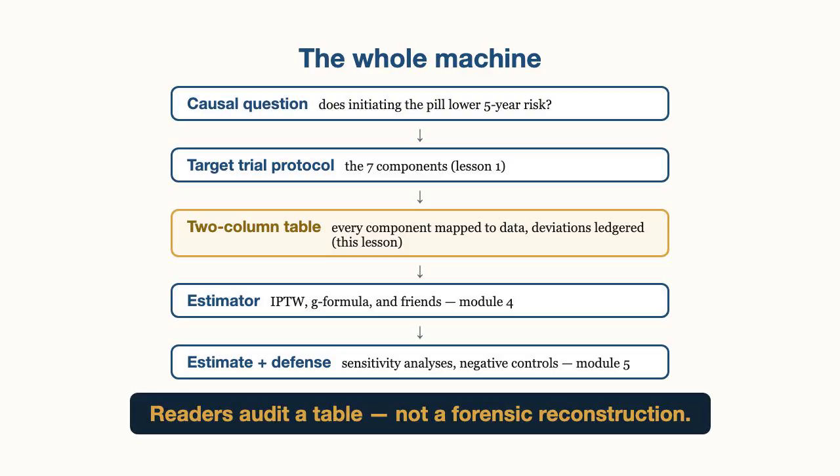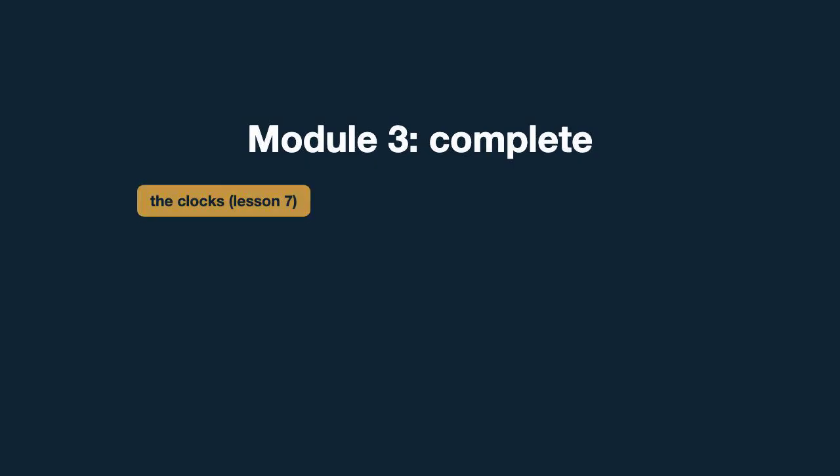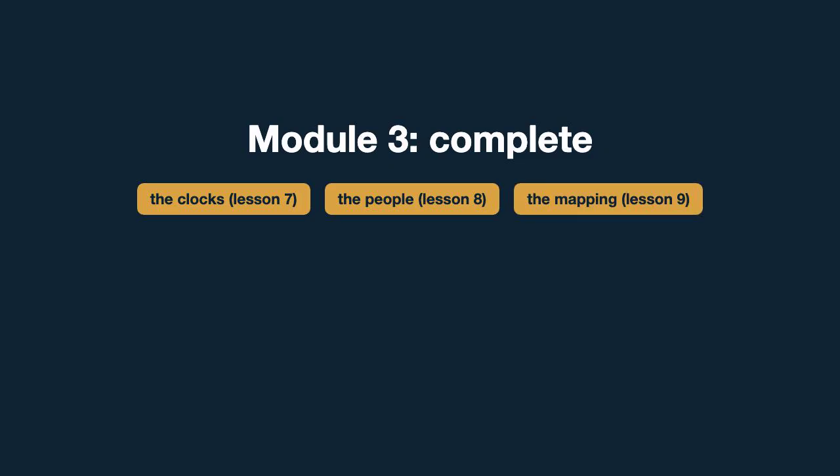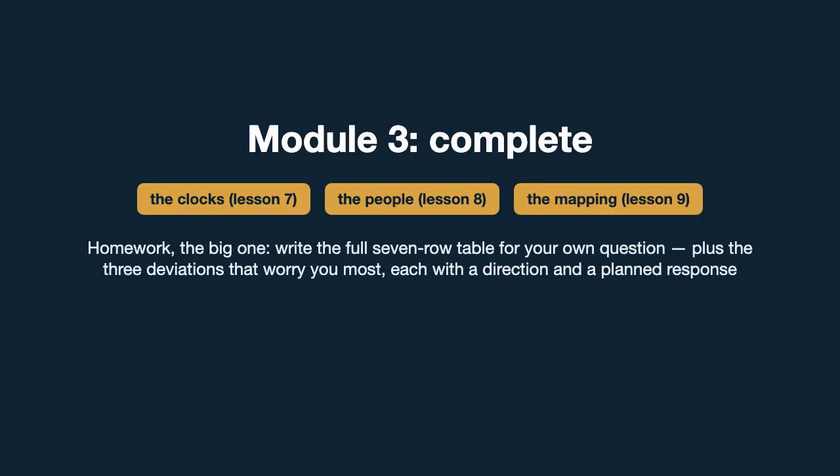At the end of this course, you will critique a published emulation, and the 2-column table is exactly what you will grade. Module 3, complete. The clocks, the people, the mapping. Your homework is the big one. Write the full 7-row table for your own question against a dataset you actually know. Then add the 3 deviations that worry you most, each with a direction and a planned response.